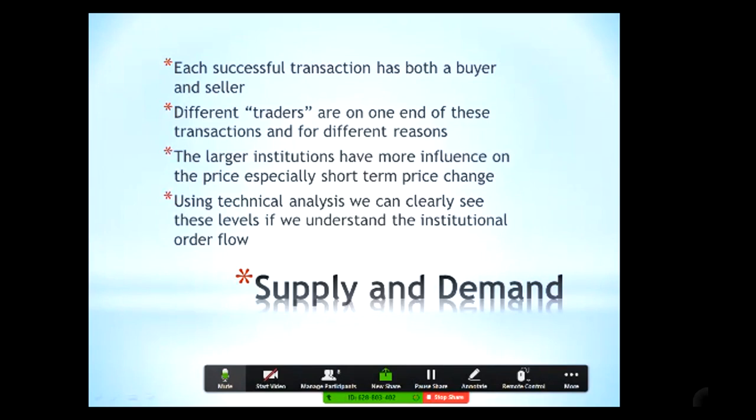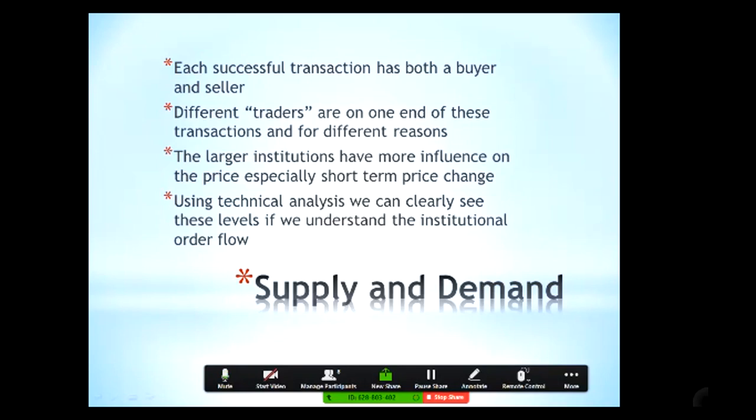You try to profit, obviously. You're buying when you believe that the price is undervalued or the market is undervalued, and when you feel like it's overvalued, then you're looking at selling opportunities. Now, that all can be read on technical analysis. You can clearly see these levels if we understand the institutional order flow.